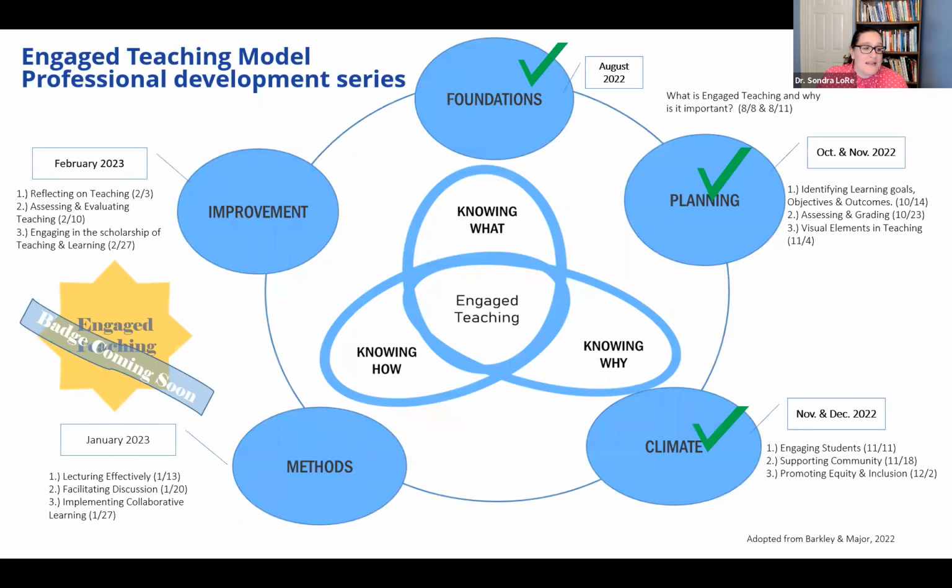And then we ended off our meeting looking at our map again and planning ahead for our next meeting, which will be on the 27th. It's our last piece of the method series, and it's implementing collaborative learning. So I hope to see you then.